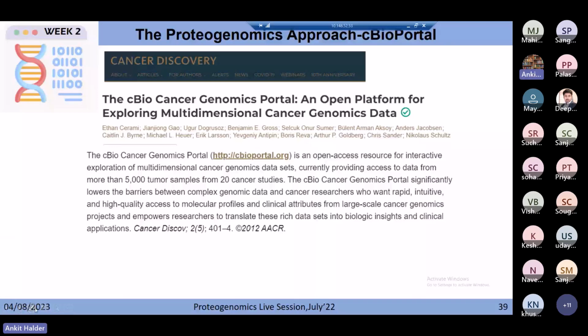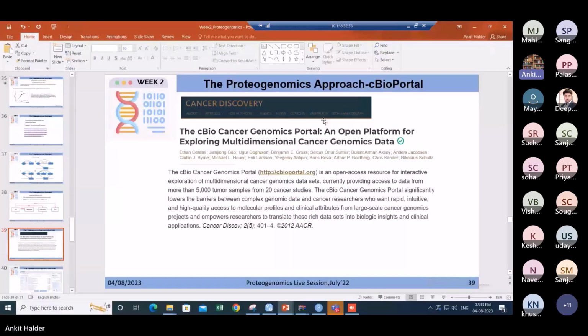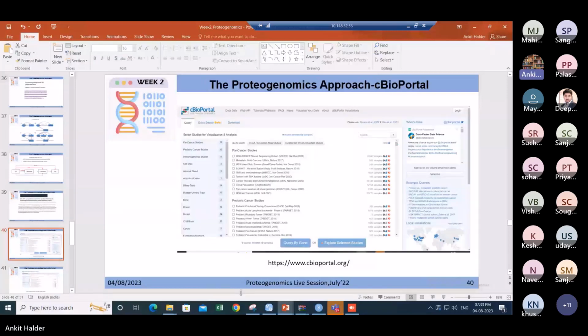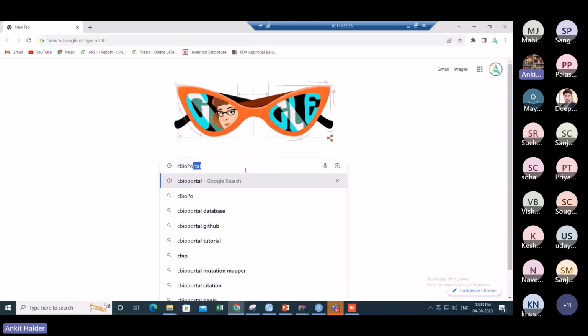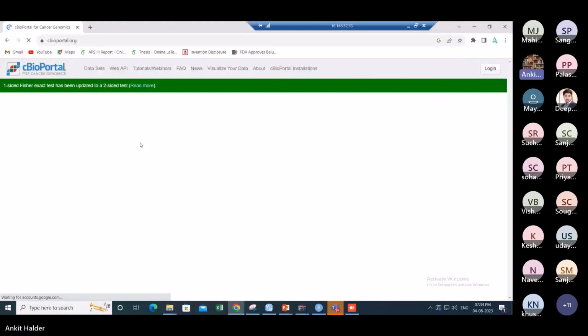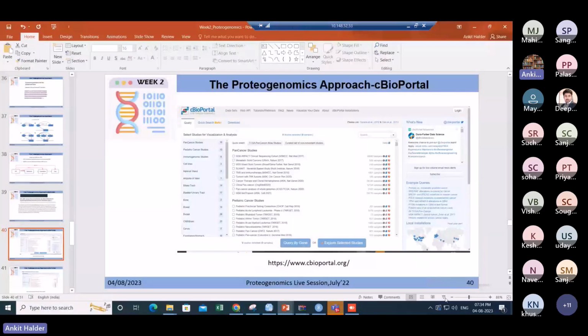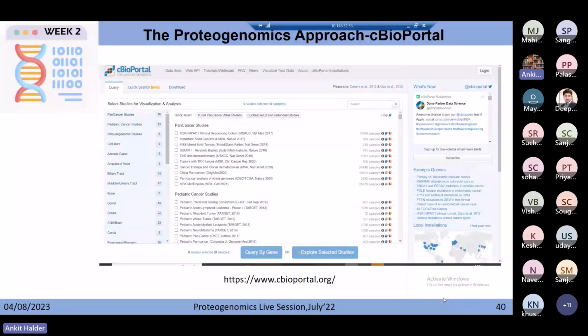So if you all can open it now and look at it, let us try to go to the cBioPortal. So how to explore this portal? I think this page will be open. Just search in Google and you will find the cBioPortal, or you can type http://cbioportal.org.